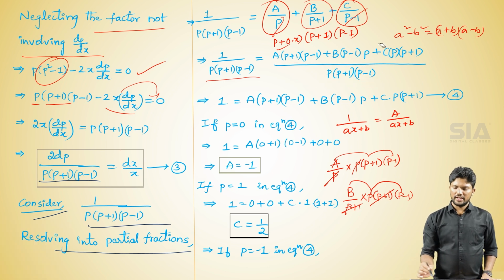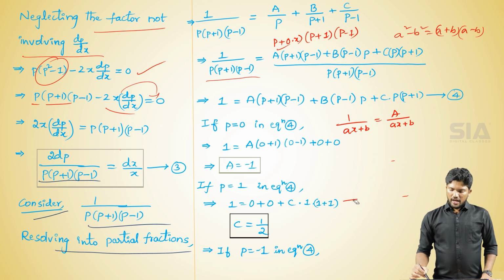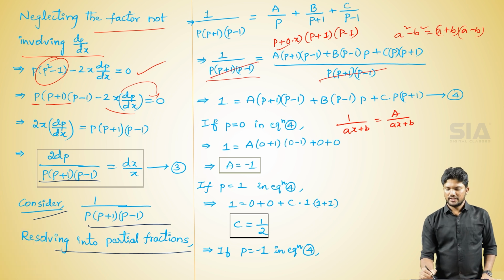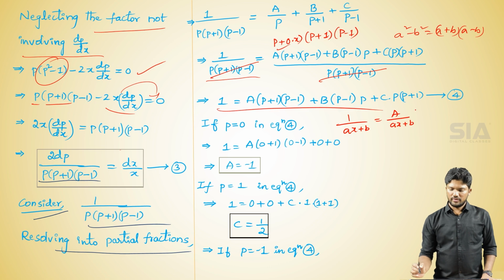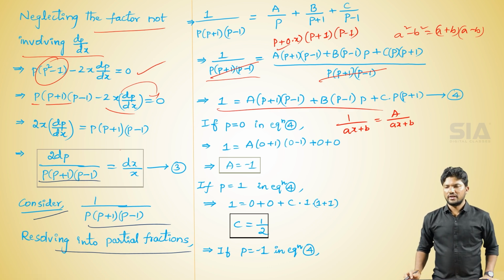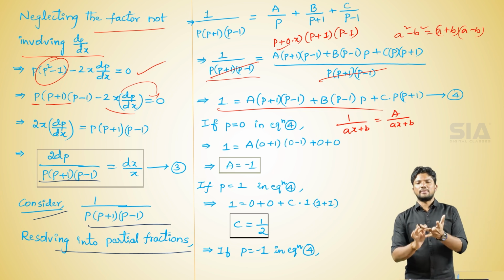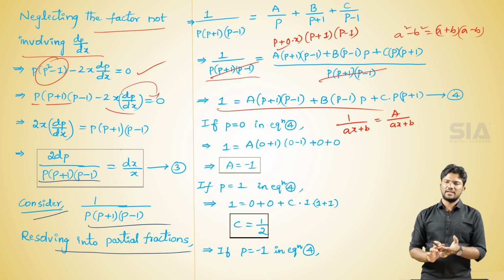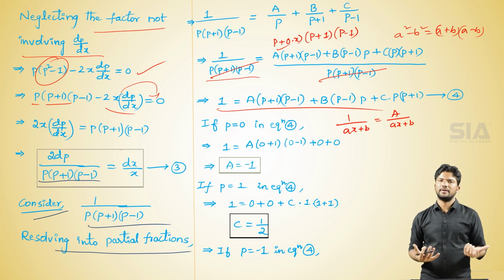After taking that LCM, now observe carefully. On both sides of the above equation, we can cancel the denominator values. This denominator and this denominator both get cancelled. Then 1 is equal to the remaining expression, which we take as equation number 4. Now we have to calculate capital A, B, C from equation number 4 by substituting appropriate values of small p.